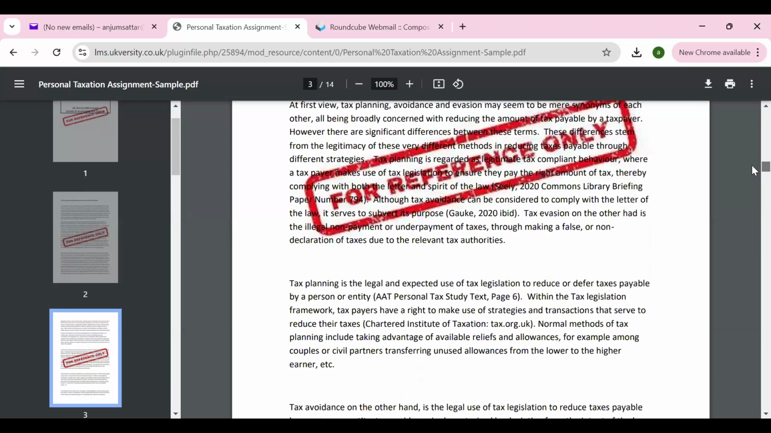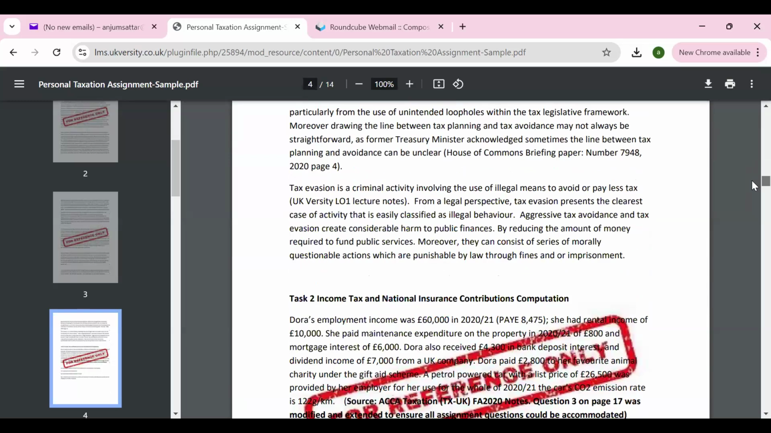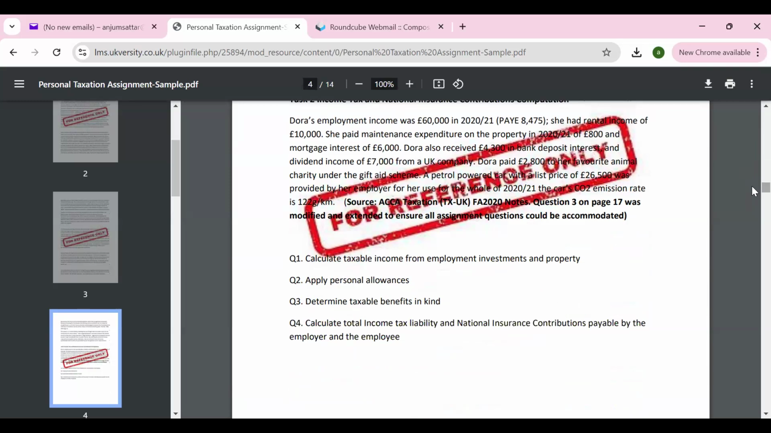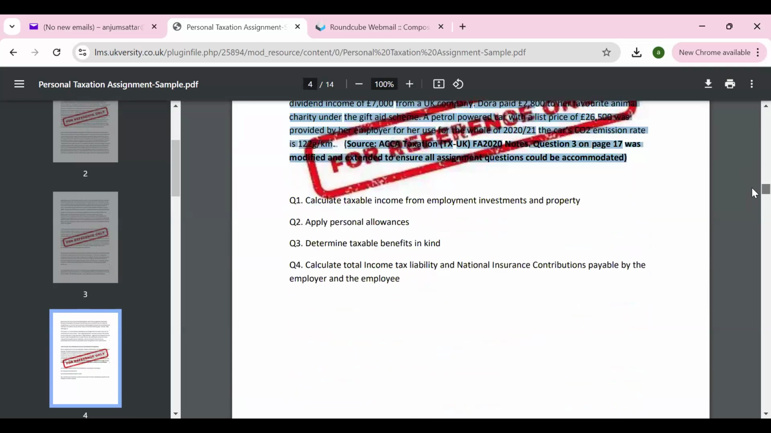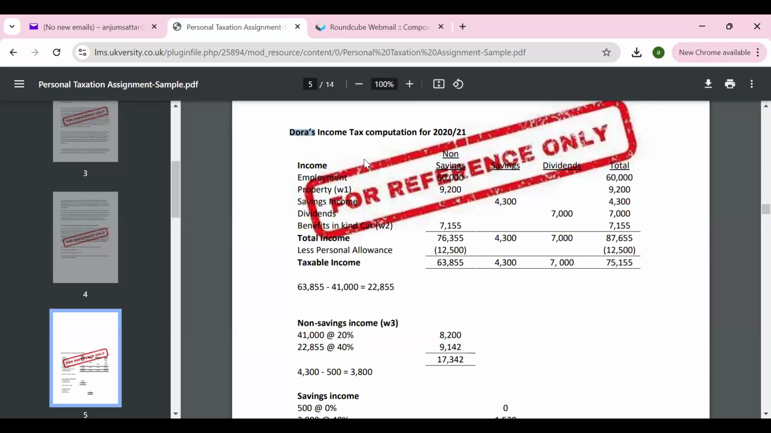Yes, VAT, direct and indirect tax. Tax planning is legal, while tax avoidance is a different matter. So you can add examples as well to hit the higher criteria, like merit and distinction. It's always good to have 2 or 3 authors' reviews, or 3 references, which is better. You will see there income tax and national insurance. We've been given different examples here, and you can calculate and apply the personal allowance, all of which is applied here. You will see the examples.